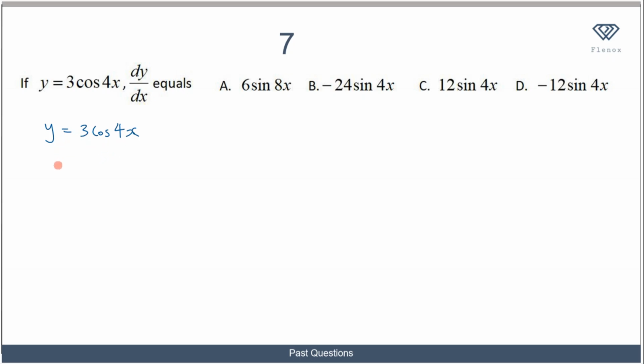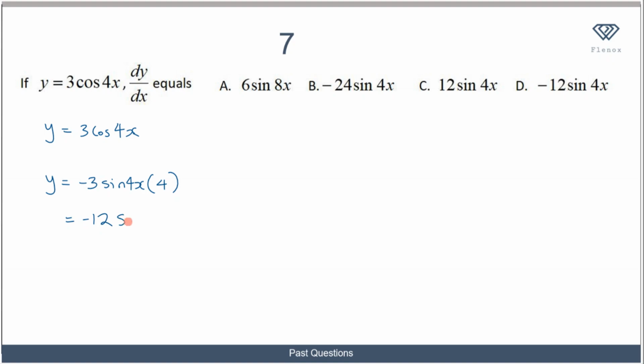So to solve this, we just differentiate this expression normally as if we had a single term x. When I differentiate cos x, I get minus sin x. So it becomes minus 3 sin 4x. Then I multiply it by the differential of 4x, and the differential of 4x gives me 4. So 4 times minus 3 gives me what?